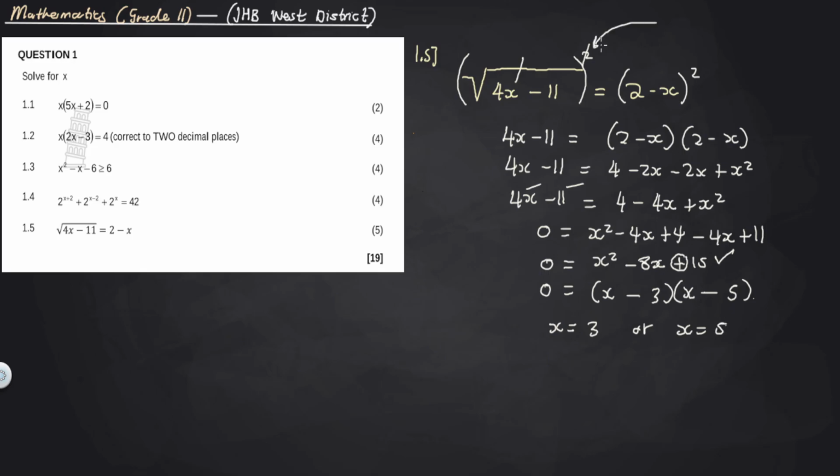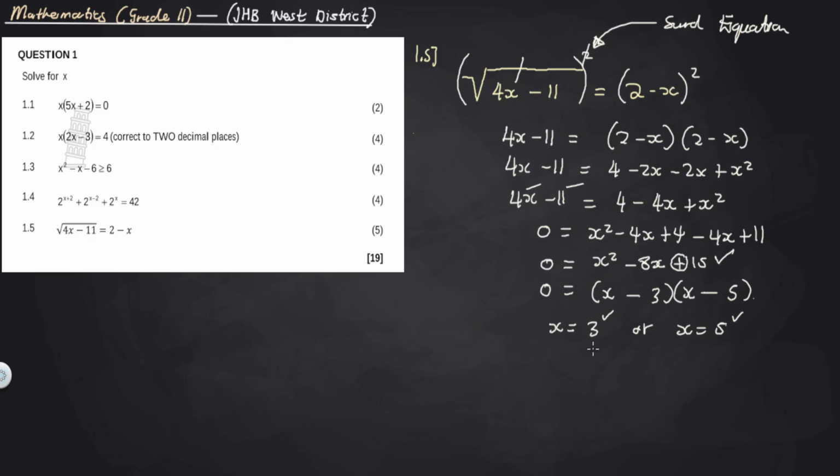Remember, we are dealing with a sad equation. With a sad equation, the moment you get your x values, you need to go back to the original equation and test your solutions, meaning that where there's x you need to substitute and check if the right hand side is equal to the left hand side.